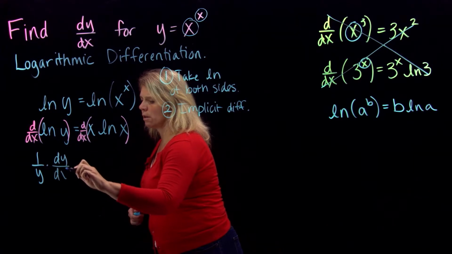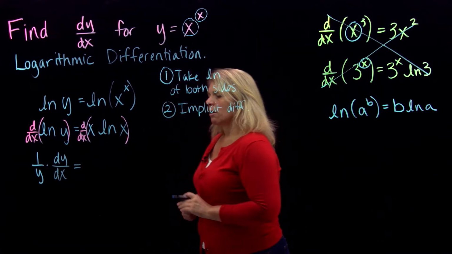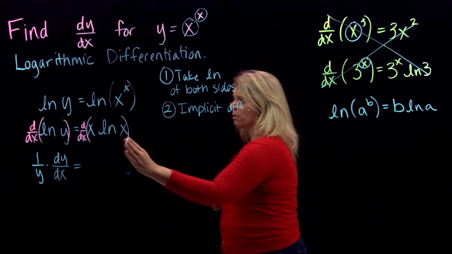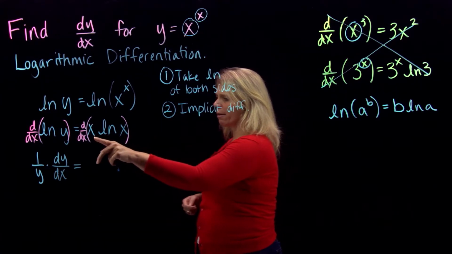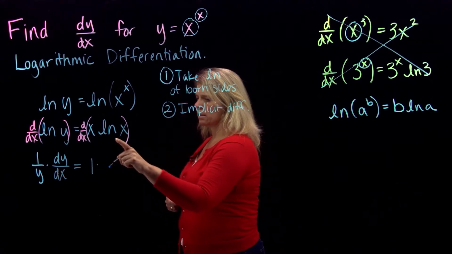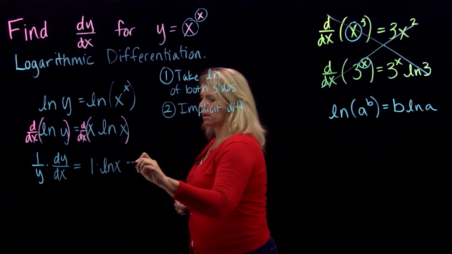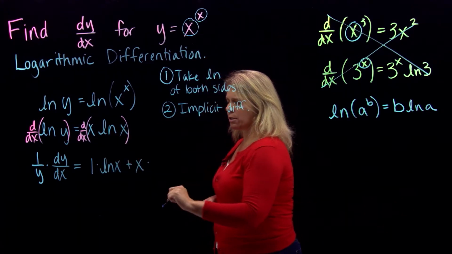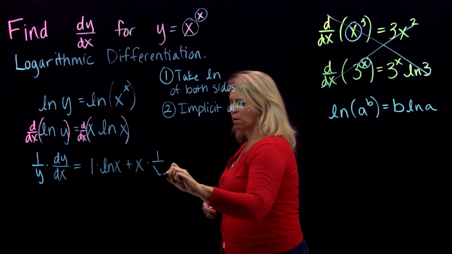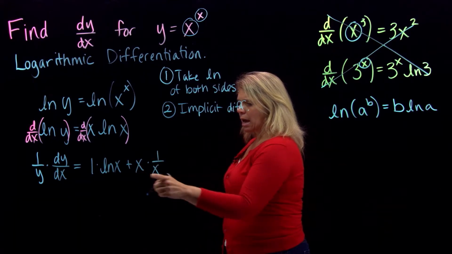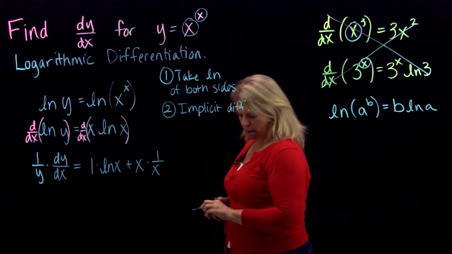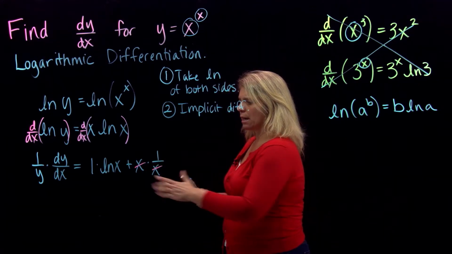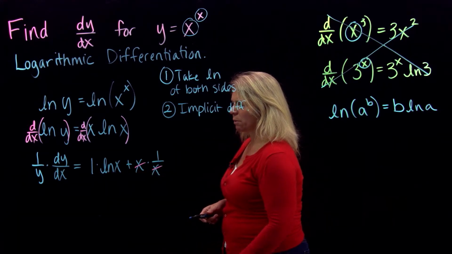That's chain rule. On the other side of the equation, I've got a function of x times another function of x, so I'm going to need product rule. The derivative of the first function is 1 times the second function plus the first function times the derivative of the second function. The derivative of ln of x is just 1 over x. At the end I have x times 1 over x, which simplifies to just 1. So this side I can rewrite as ln of x plus 1.